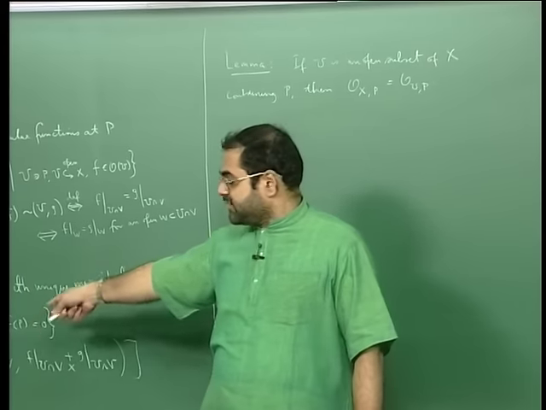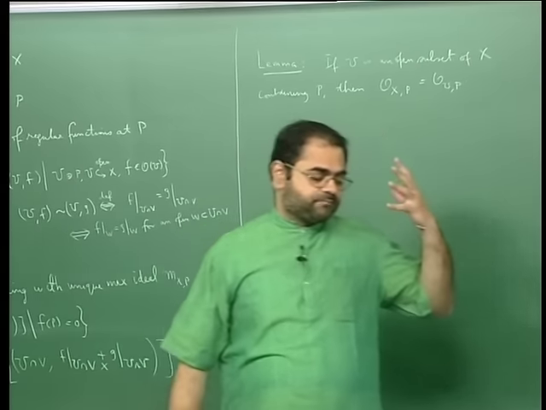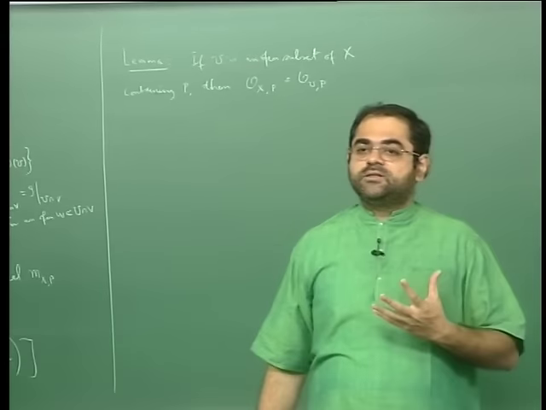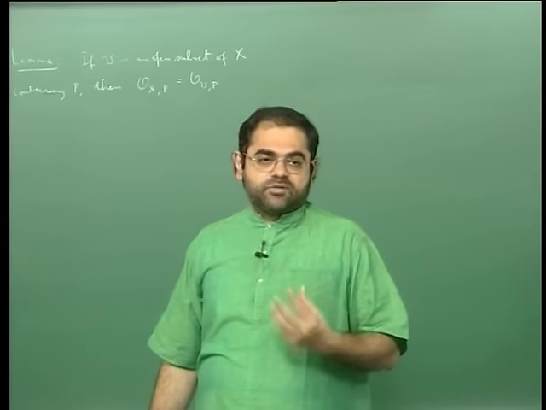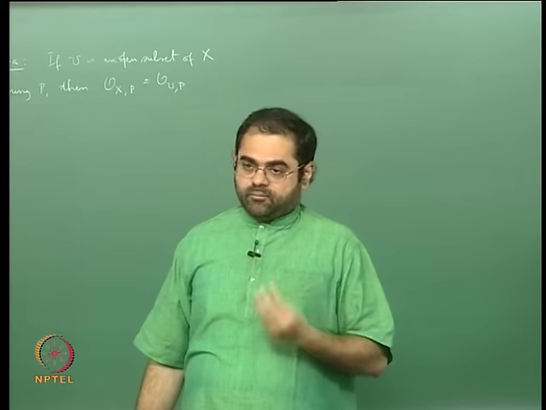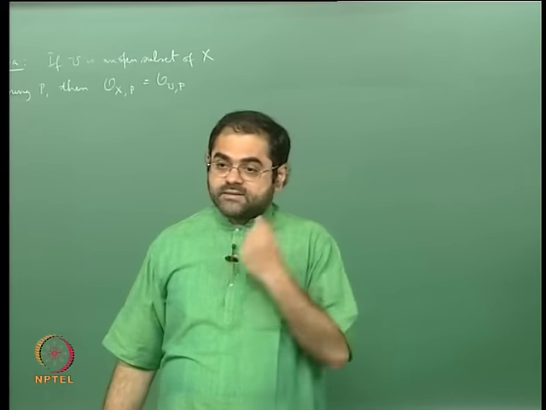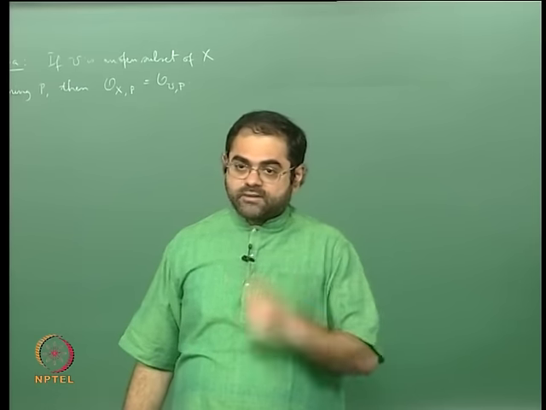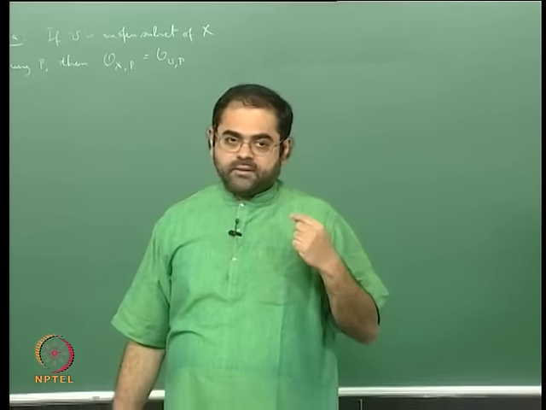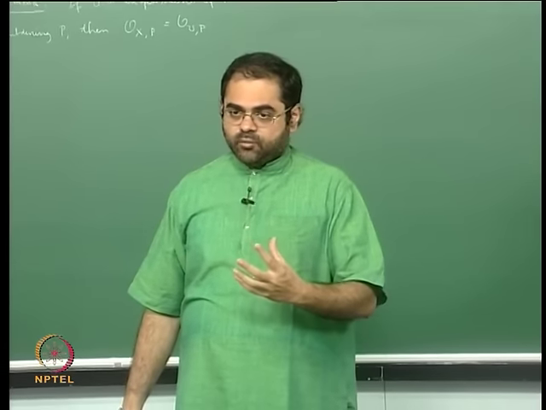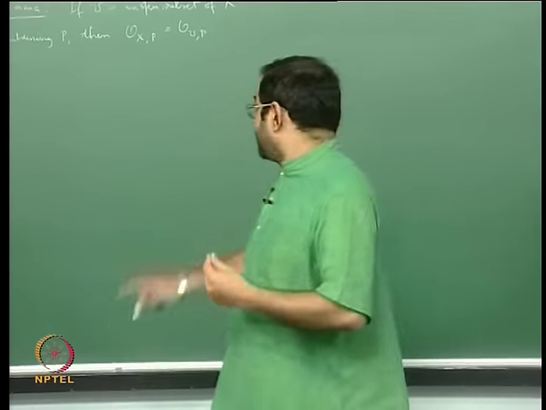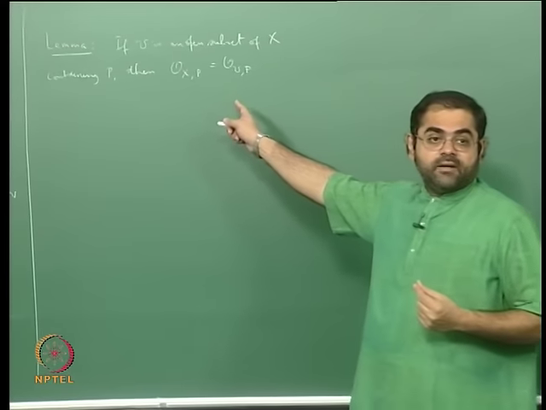So the fact that you are getting a local ring is very beautiful. It is something that tells you that local rings come out of geometry by focusing attention at a point. But then the question is, what is this local ring? If you ask what this local ring is, can you write it down as some nice ring, in terms of rings that you know, then the answer comes from this lemma.